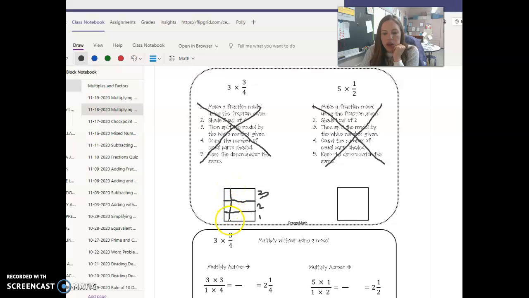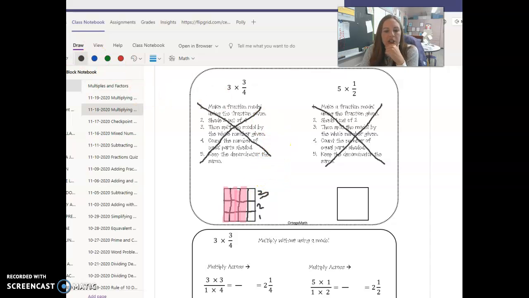So we have 1, 2, 3, 4. But in our groups, we are shading in 3 out of the 4. So let's use our highlighter, and we're going to shade in 3 out of those 4. So if we do that, we can do this column, and this column. So that would be 3 out of the 4 in each group, correct?